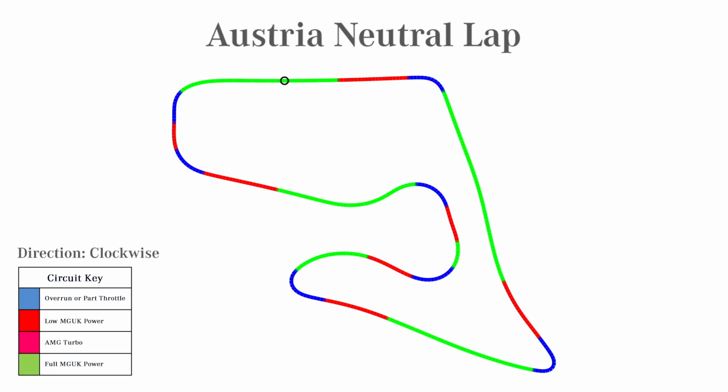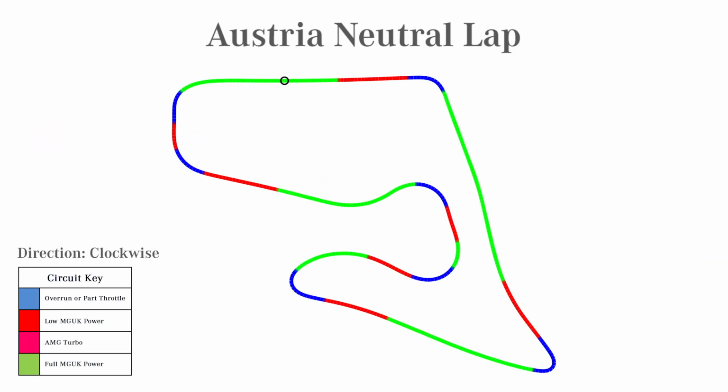If you look at the graphic that we've got now, this is what we do with every circuit ahead of going there, is map out where we are going to use our energy. So the colour coding here: blue is when we're either harvesting or part throttling as the driver is going through that corner, and then green is when we have maximum engine and MGU-K power, and then red is where the derates are.